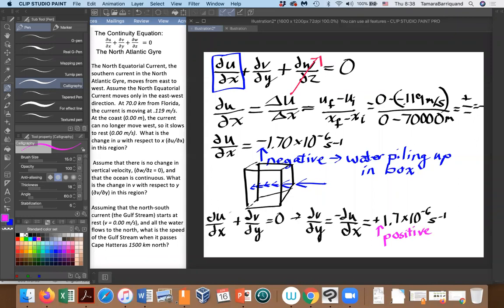All right, so in this case, we're saying that in the y direction, which remember is going this way, we're starting really small and then increasing. If that's what this is telling us, if dv dy is positive, then the change of v in y is increasing in the positive y direction.